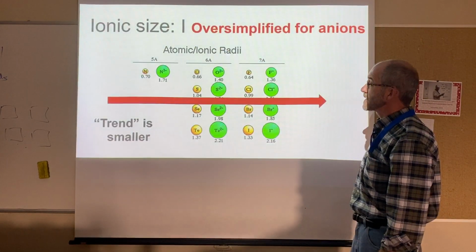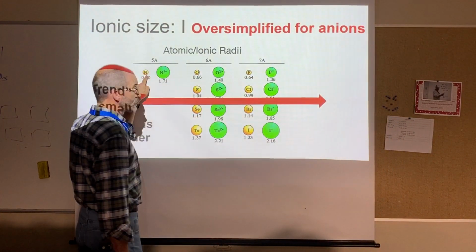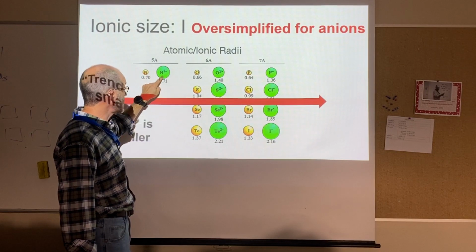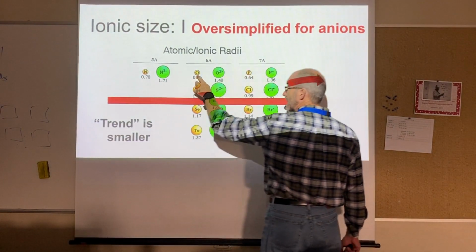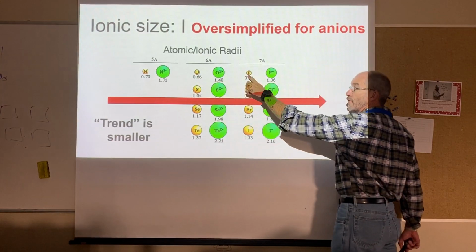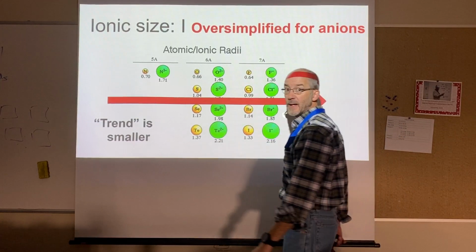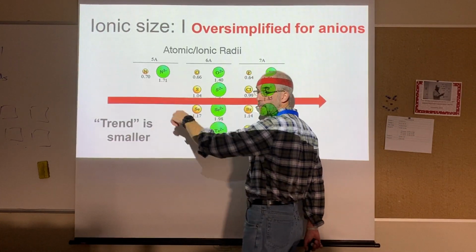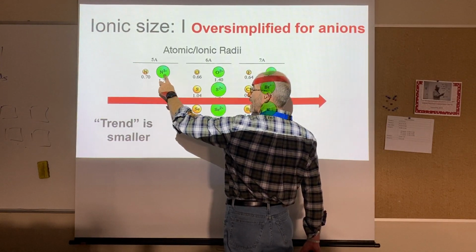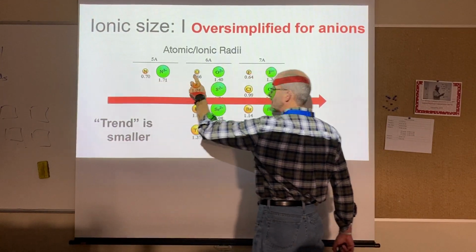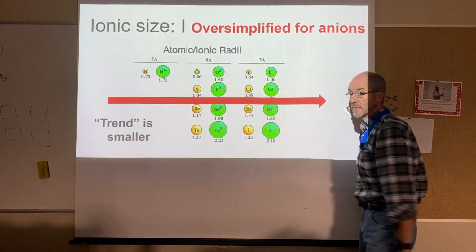So here it is. Here's my original nitrogen. Nitrogen could gain up to 3 electrons. Here's my original oxygen. It could gain up to 2. Here's my original fluorine. It could gain at least 1. Well, what would that make? That would make an anion. Remember, an anion is our negatively charged ion. Well, that anion is always going to be bigger.